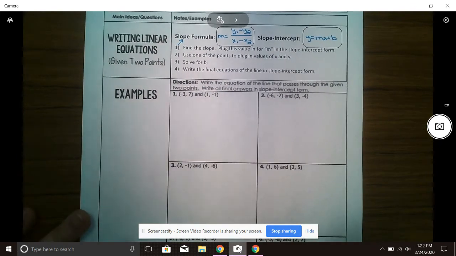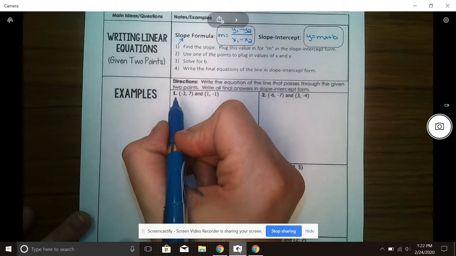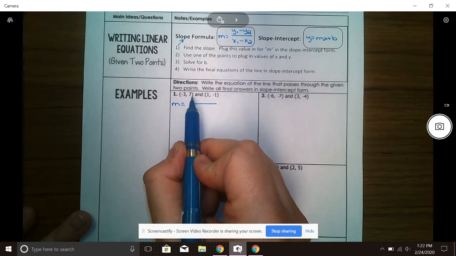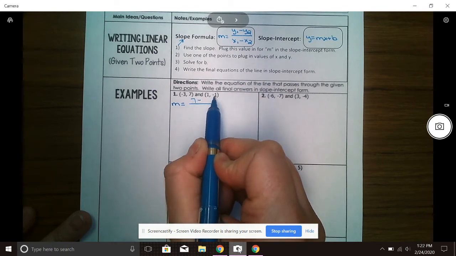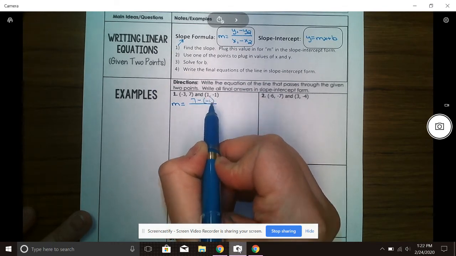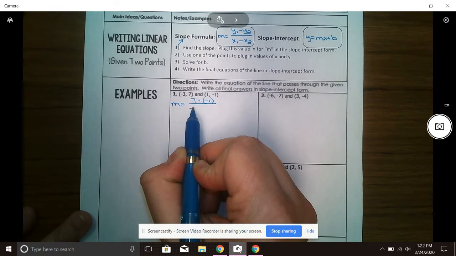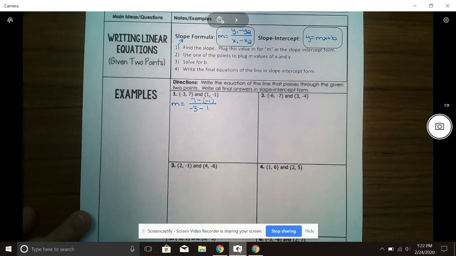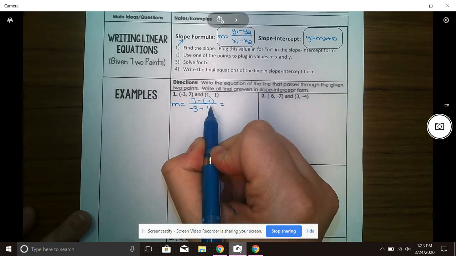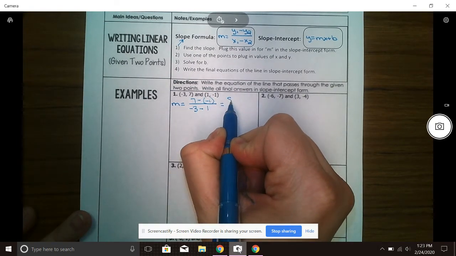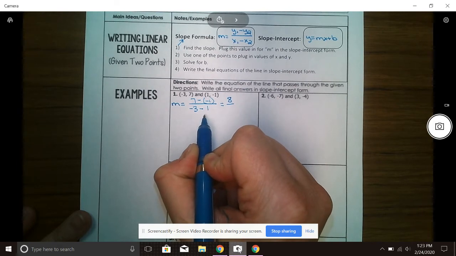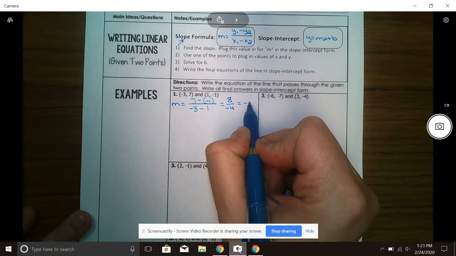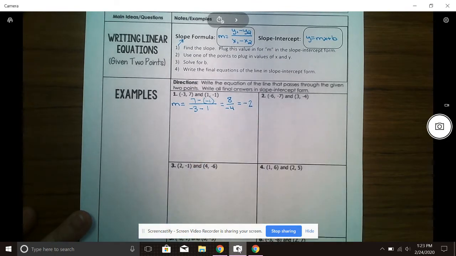Let's get started. Step 1, we need to find the slope. So I'm going to use the slope formula. y1 is 7 minus y2 of negative 1, over x1 is negative 3 minus x2, which is positive 1. Little arithmetic. 7 minus negative 1 is 8. Negative 3 minus 1 is negative 4. And when I simplify this fraction, I will get a slope of negative 2.